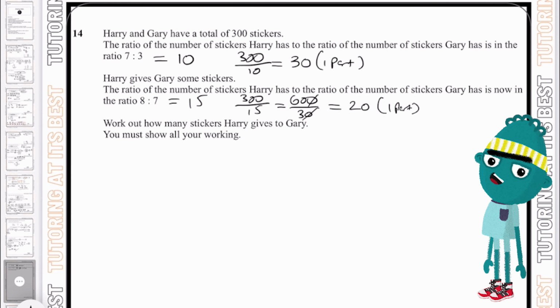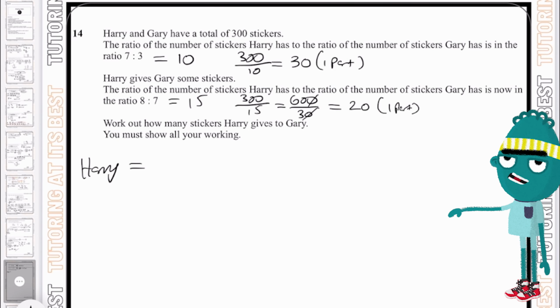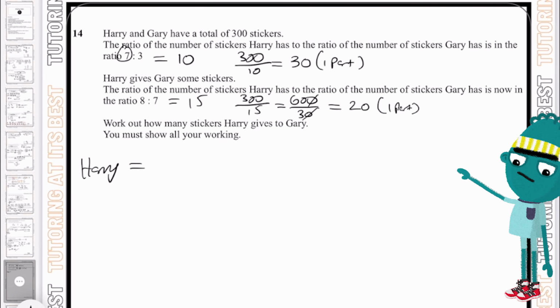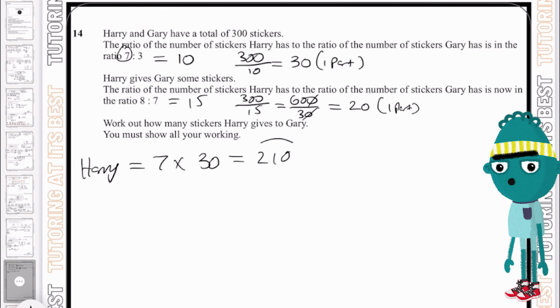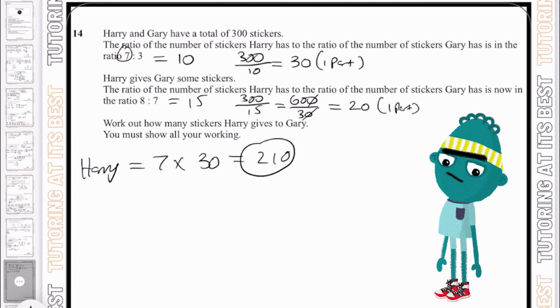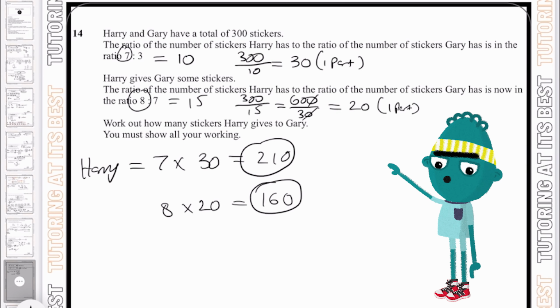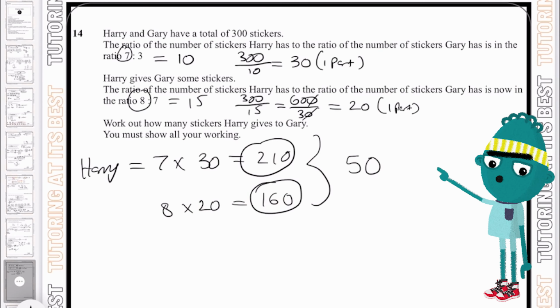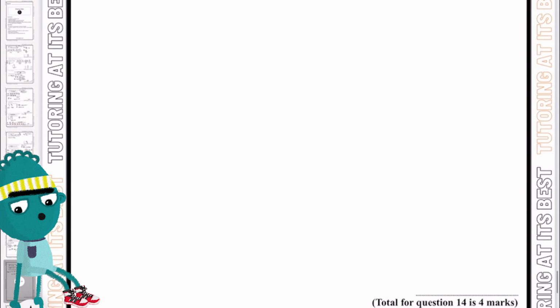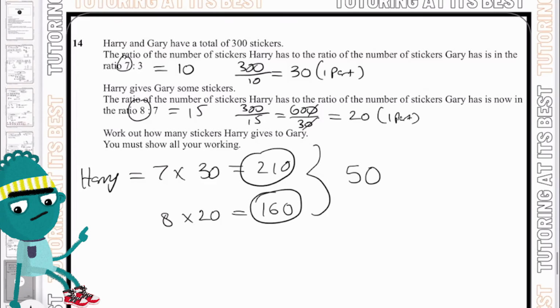So now we need to work out how much Harry has first. In order to work out what Harry has, I know that Harry had 7 ratios, and we know each part was 30. So that gives me 210. And then if we work out how many stickers he has now, that again was 20 as 1 part, and we multiplied that by 8, and that gives us 160. So if we get the difference of how many he gives, we would get 50. So our overall answer here would be 50. I hope that question was clear.